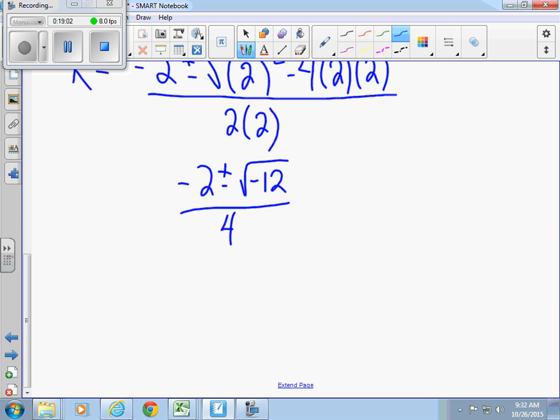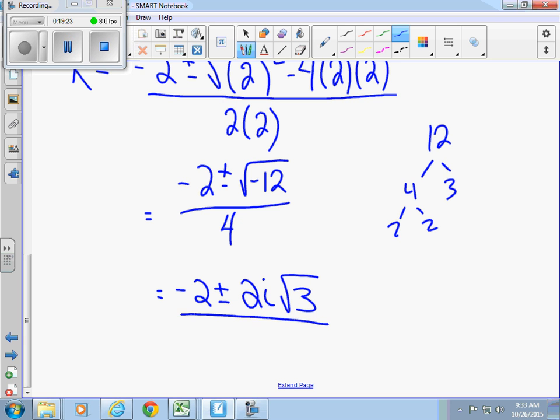So anytime there's an i under a square root, when we simplify the square root, 2 radical 3, everyone remember doing this part? So this is negative 2 plus or minus 2i radical 3. Anytime there is a negative under a square root, to fix that, you pull an i out. So if there's a negative under a square root, it makes an i.